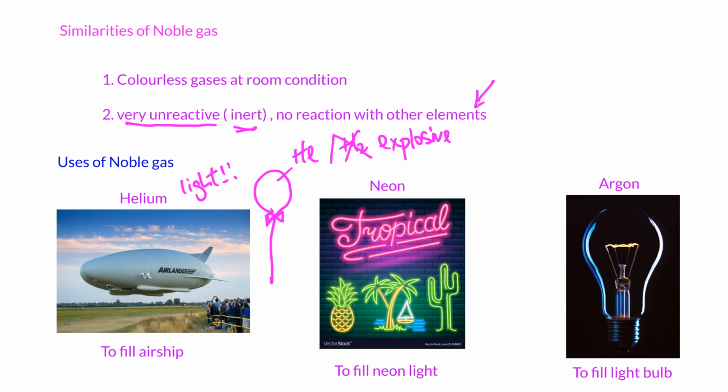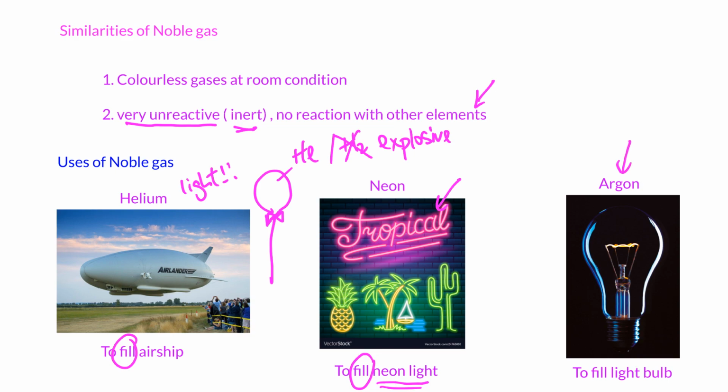And the next will be neon. All these lights, we call that neon light. So we use neon to fill neon lights. Pay attention to the verb, I need you to use 'fill' for neon light. The last one is argon.